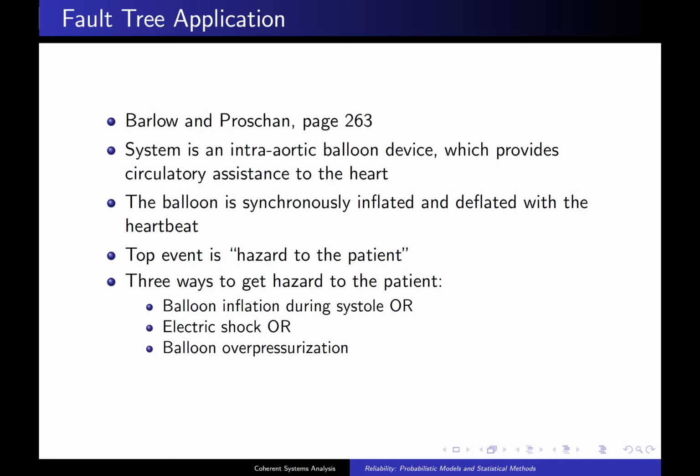In their case, they do have a negative event up top, and that negative event is hazard to the patient. There are 3 ways to get hazard to the patient. The first is balloon inflation during systole, which means the balloon is working against the patient in that case, or electric shock, or the balloon is overpressurized. And in their fault tree, they break it down to other special cases below each of those events.